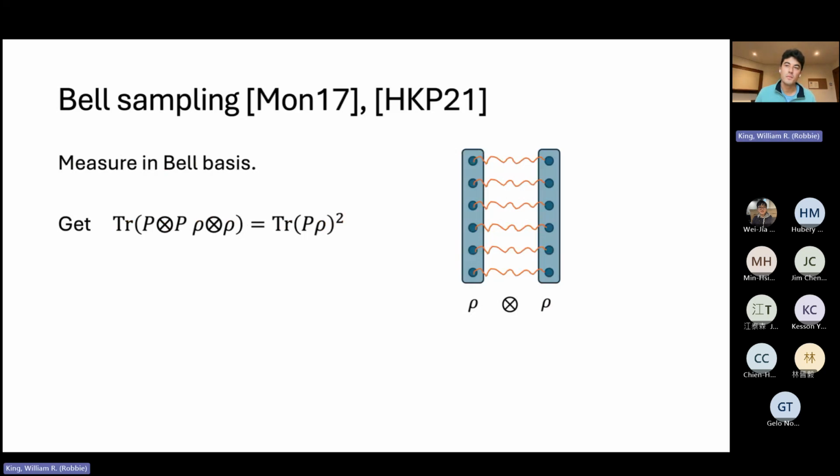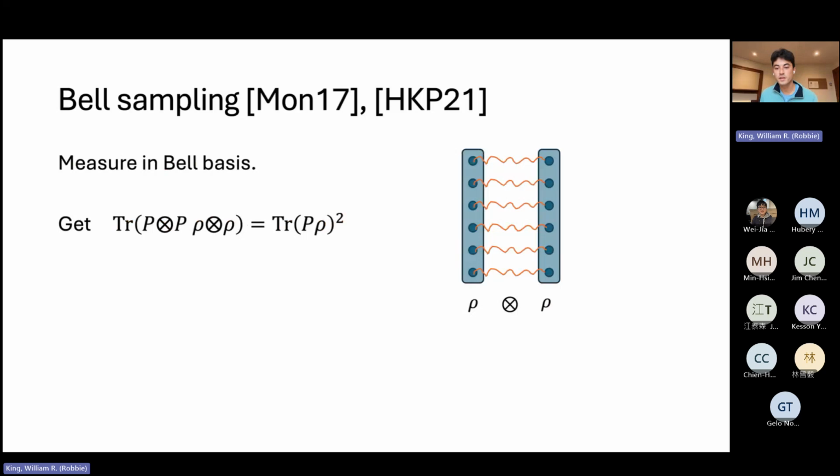What you realize is that on two registers, there must be a basis which simultaneously diagonalizes all of the operators P tensor P. And it turns out that this basis is the Bell basis. So I have qubits 1 and 1 prime in the Bell basis, 2 and 2 prime, and so on. And this is the simultaneous eigenbasis of all of the operators P tensor P.